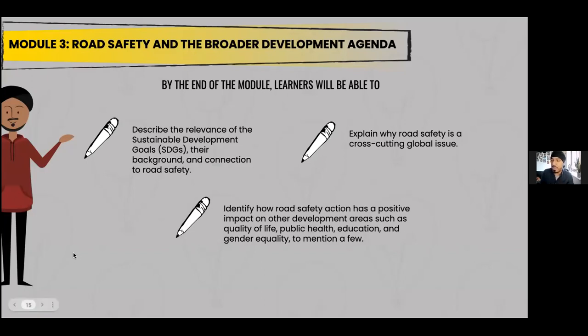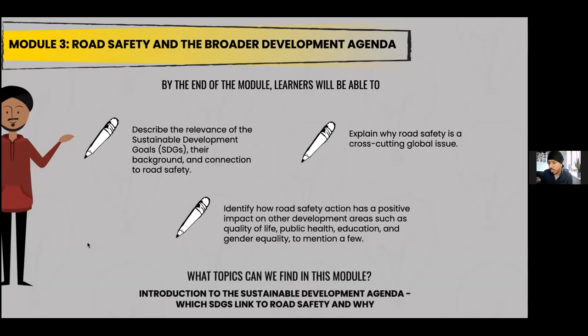And finally, identifying how road safety action has a positive impact on other development areas, such as quality of life, public health, education, gender equality, and many of six different SDGs that we actually jump in and focus on. So we look at introducing you to what the sustainable development agenda is all about.